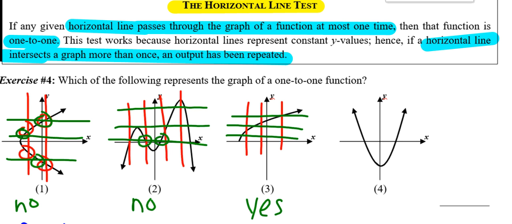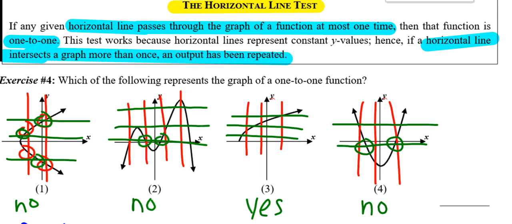Now let's look at the last one to see if that one checks out. We'll do a vertical line test. Yes, it passes the vertical line test. And let's check and see if it passes the horizontal. Nope, it doesn't pass the horizontal line test. So no, it's not 1-to-1. Therefore, our answer of which of the following represents the graph of a 1-to-1 function is number 3.